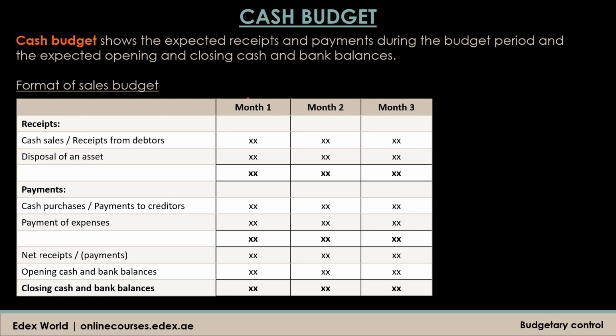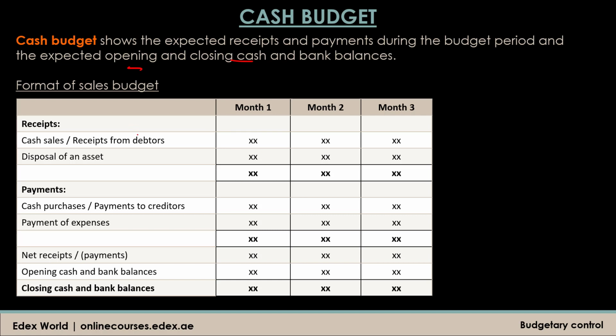So what do you mean by cash budget? Cash budget shows the expected receipts and payments in form of cash or bank during the budget period that the business expects. And also the cash budget will show the opening and closing balances. So if you're preparing the budget for a 6-month period, the opening balance for that period and the closing balance of cash or bank for that period. So this is what is shown by a cash budget.